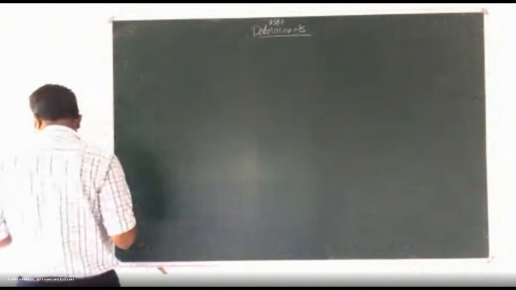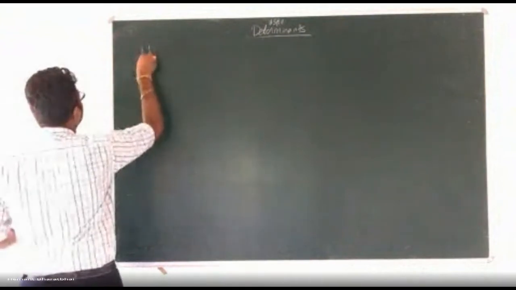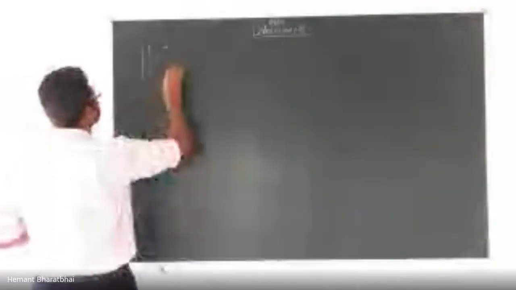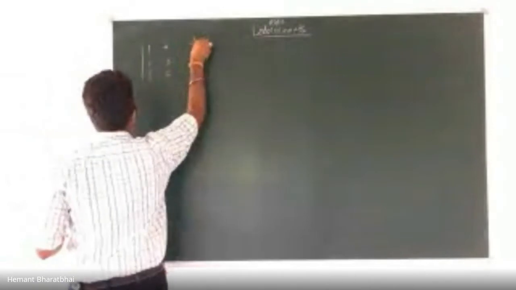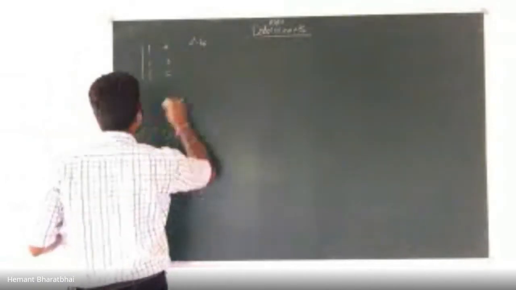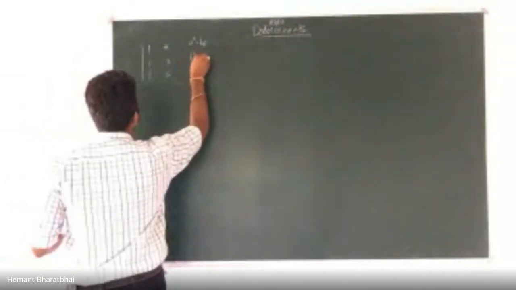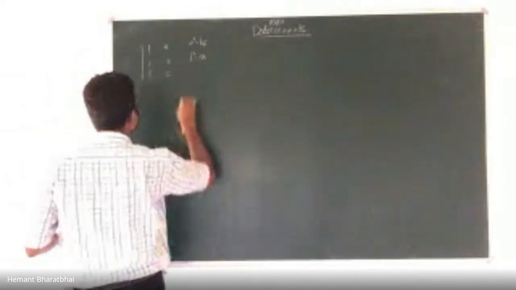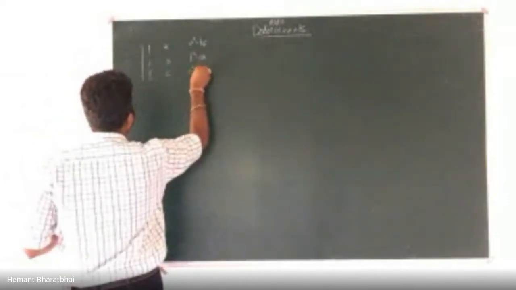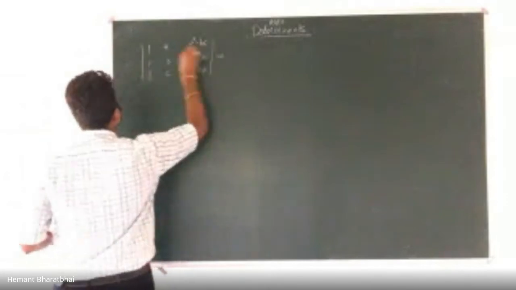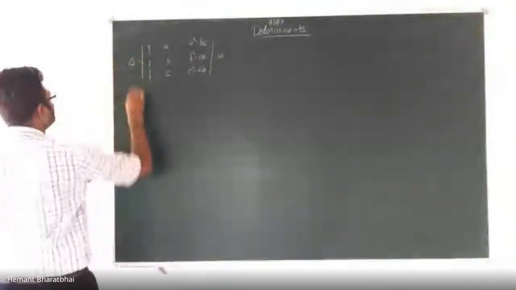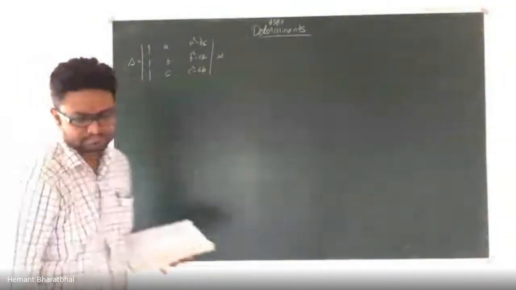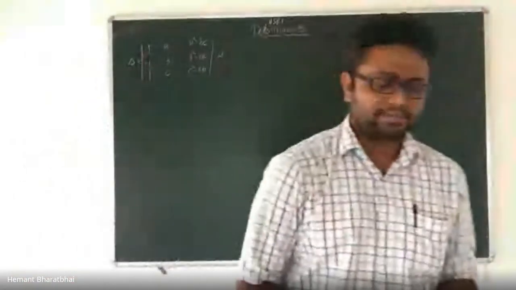So we have to find the value of the determinant 1, 1, 1, A, B, C, A square minus BC, B square minus CA, and C square minus AB. What is the value of this determinant? Let us try to find out the value of this determinant.